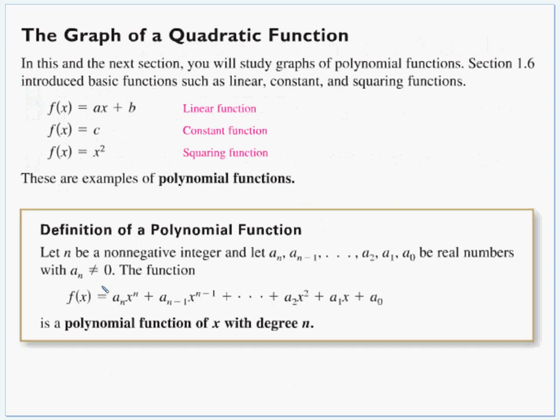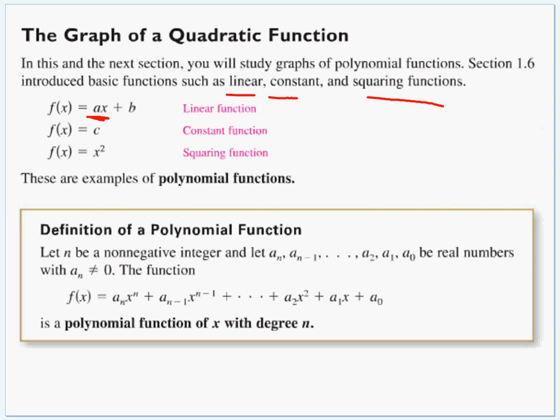Okay. So here the book says, in this and the next section, we're going to study graphs of polynomial functions. Section 1.6 introduced basic functions such as linear, constant, and the squaring functions. Linear function right here, some number a times x to the first, and there might be a constant, could be plus or minus. The constant function, notice here there's no variable, there's no x at all. This would just be a horizontal line. And then we have a squaring function, f of x is x squared.